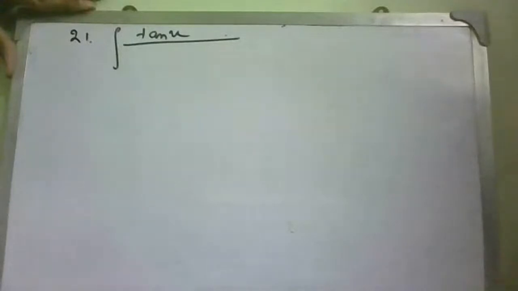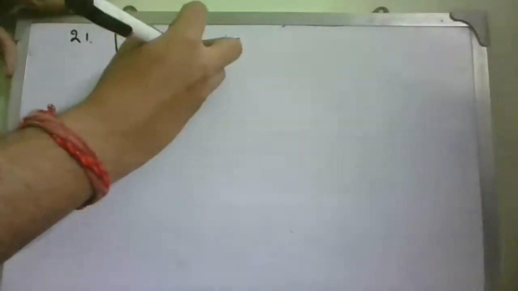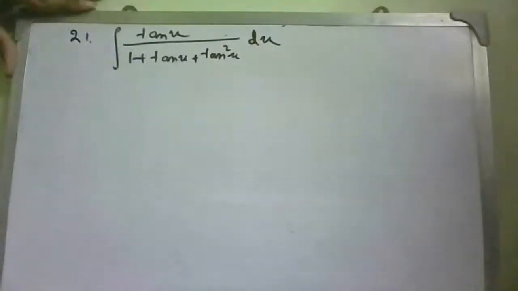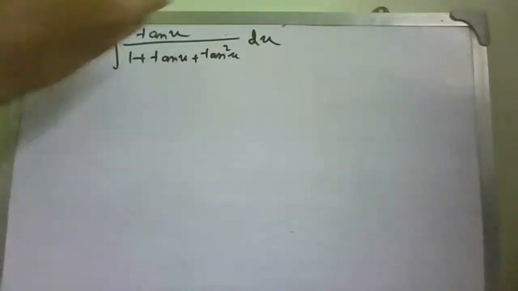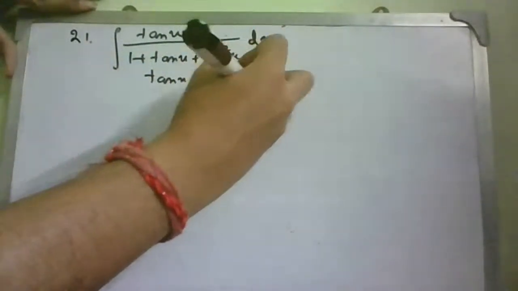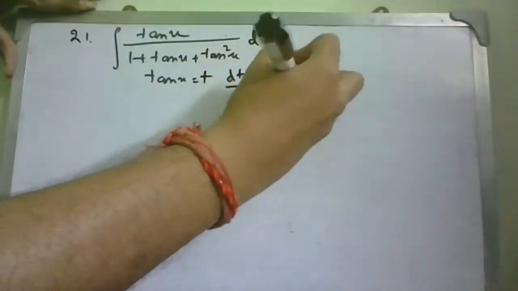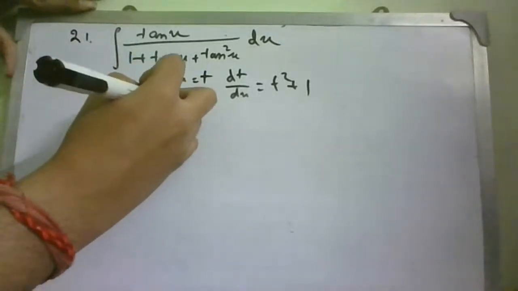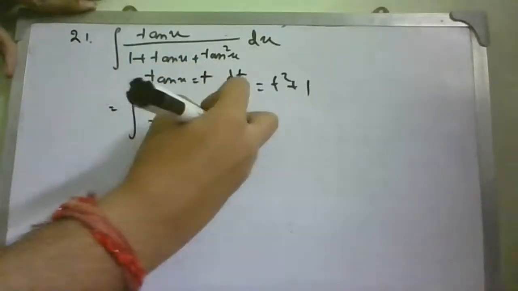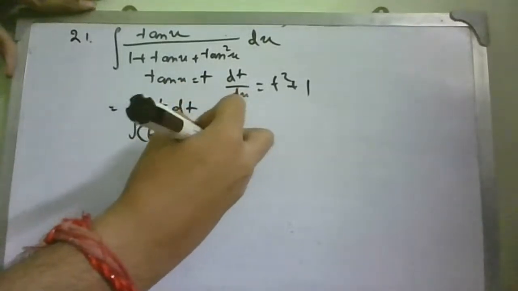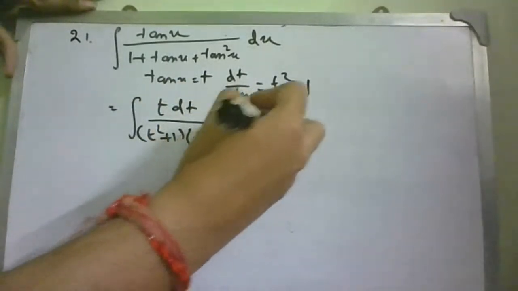The integral of 10x over 1 plus 10x plus 10 square x dx. So we can just assume that tan x is some t. So dt over dx is t square plus 1, so dx is basically nothing. It's t dt over t square plus 1 times t square plus 1 plus t, which is pretty trivial.